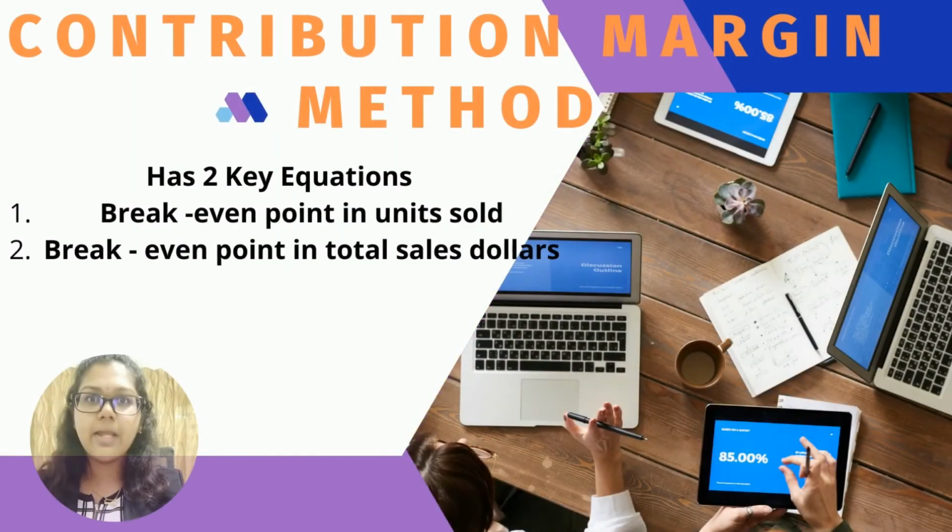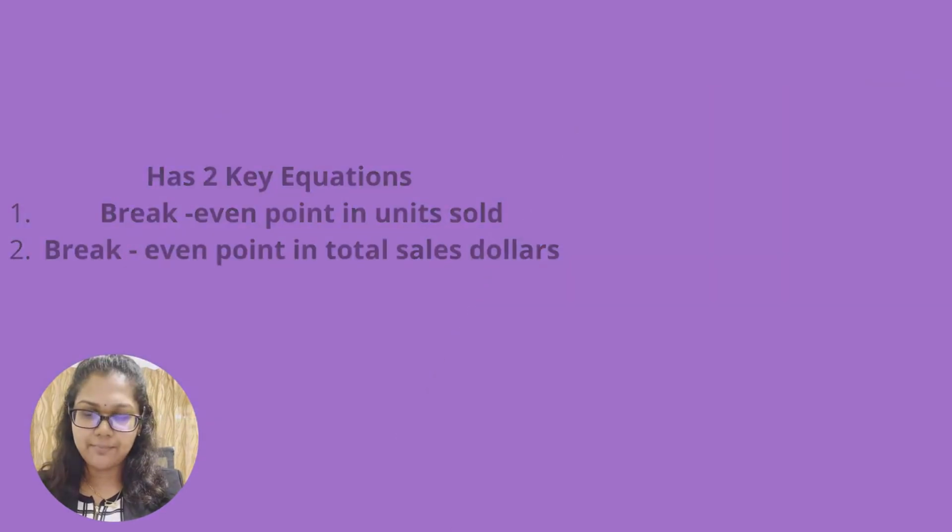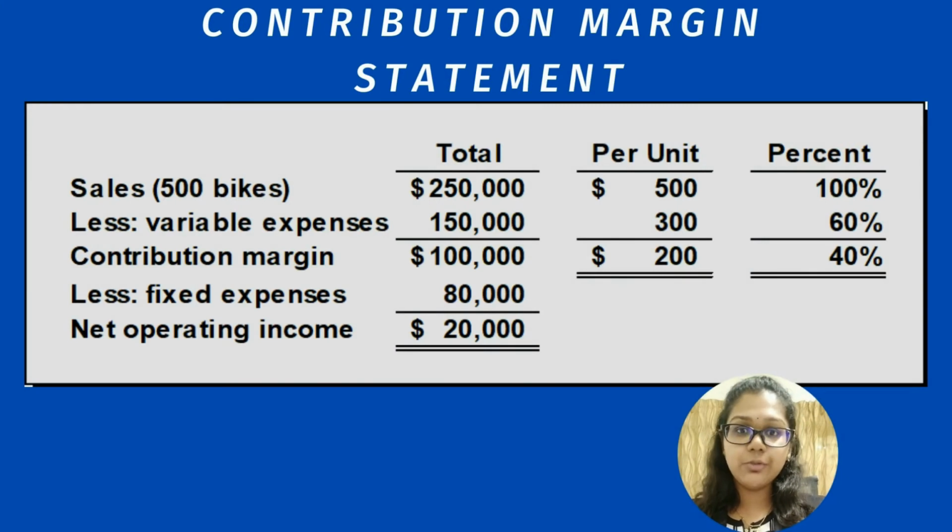First of all, we look at the contribution margin method. This method has two key equations, which are the break-even point in units sold and the break-even point in total sales dollars, which is RM. Take a look at this contribution margin statement of a bike company. Each bike selling price is RM 500, which equals 100%. The variable cost for each bike is RM 300 and the contribution margin will be RM 200. The contribution margin ratio is 0.4, which is 40%.